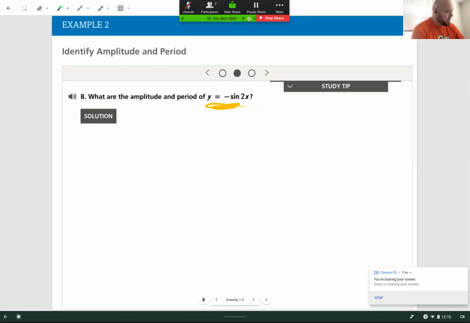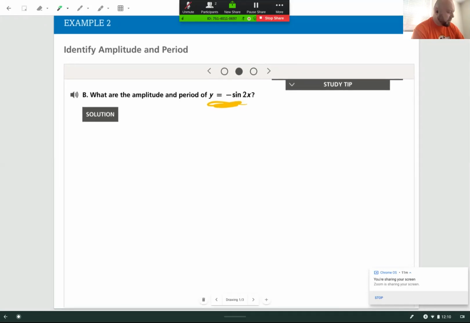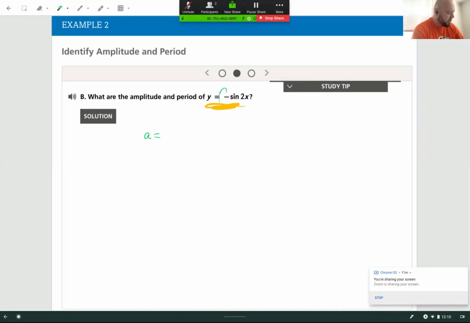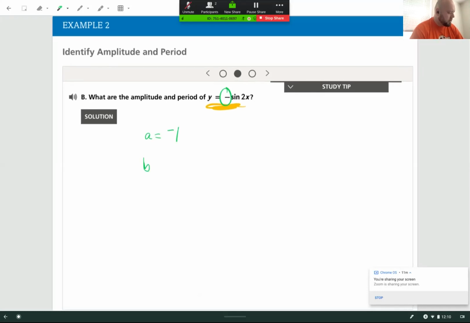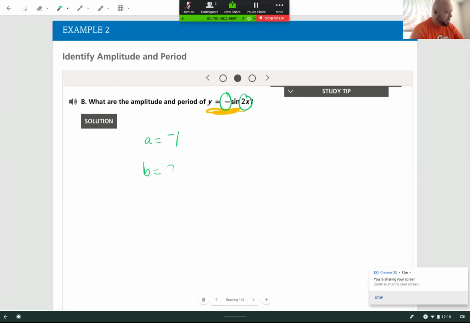Remember that a is the number that comes in front of the trig function. So in front of the trig function, we just have a negative sign. There's an implication that there's a 1 there. So a might be negative 1, and then b is the number that comes after the trig function. We have 2x there. So b is 2.